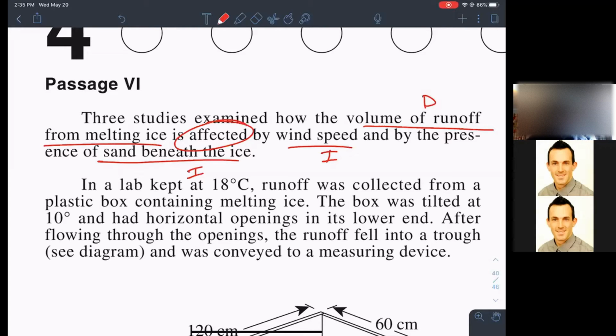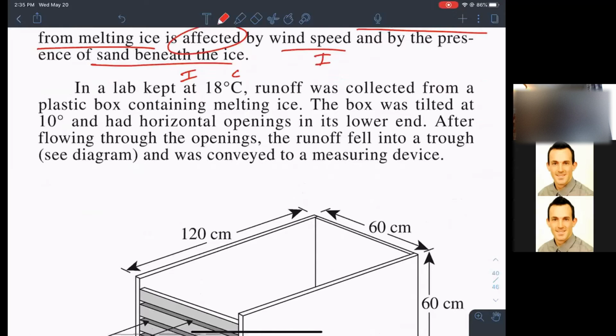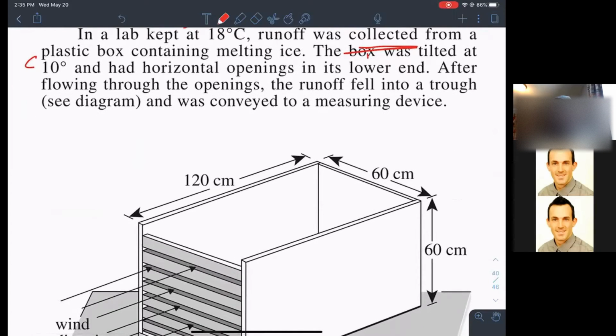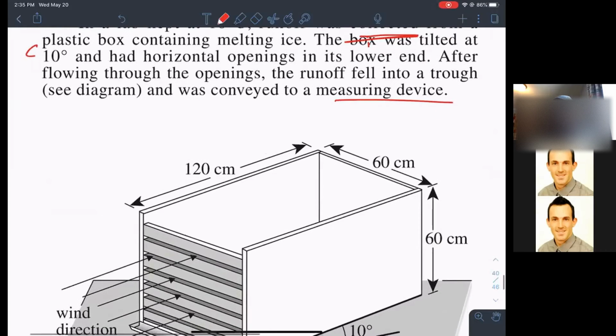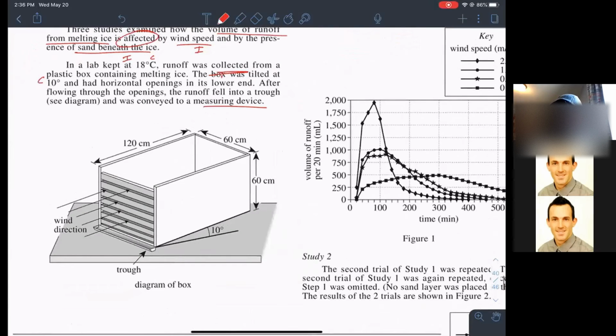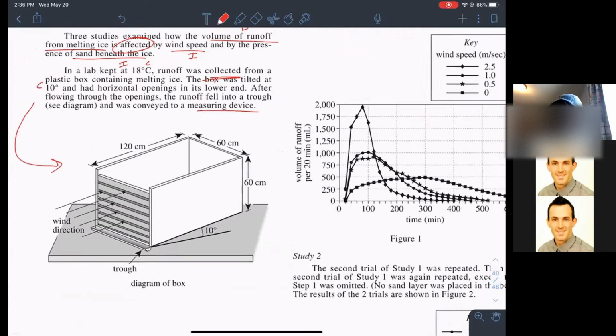The next thing we want to identify is the relationship between those. In a lab kept at 18 degrees Celsius, control. Runoff was collected from the plastic. Collecting something is going to be identifying the dependent variable, from a plastic box containing melting ice. The box was tilted at 10 degrees, that's controlled, and had a horizontal opening in the lower end. After flowing through the openings, the runoff fell into a trough and was conveyed to a measuring device. Again, you're trying to measure it, so you're identifying the dependent variable there. This is everything basically being described right here, so it gives you a visual representation of that.